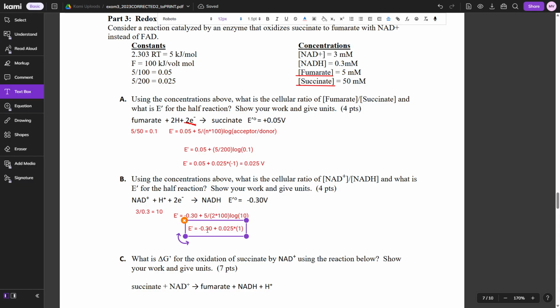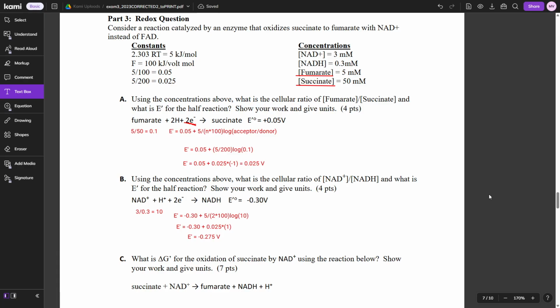And then this would just be, I have to make sure I do my math correctly here. So E prime would be equal to 0.275 volts. For negative. Yes. Thank you. Yeah. So negative 0.275.